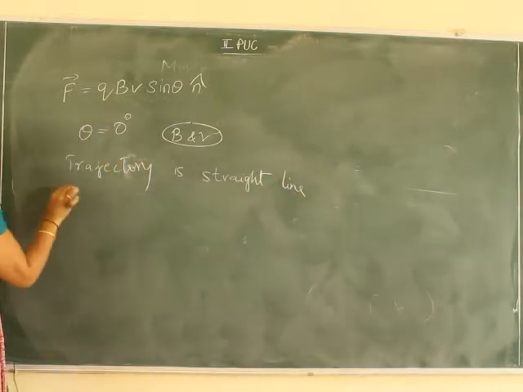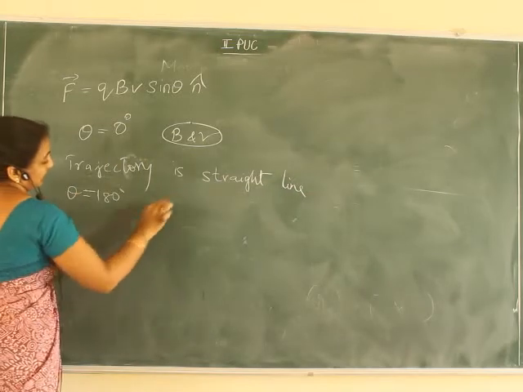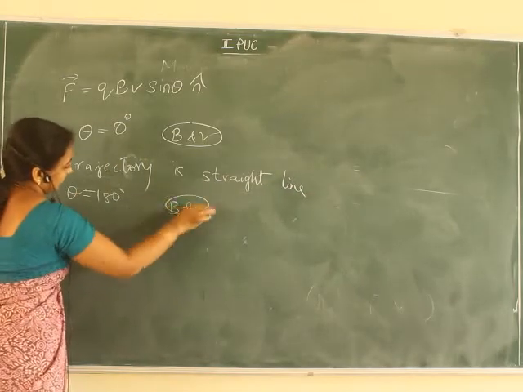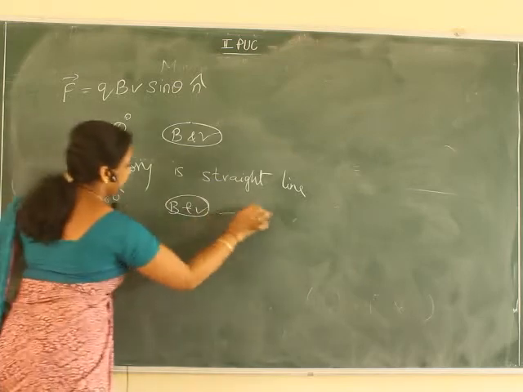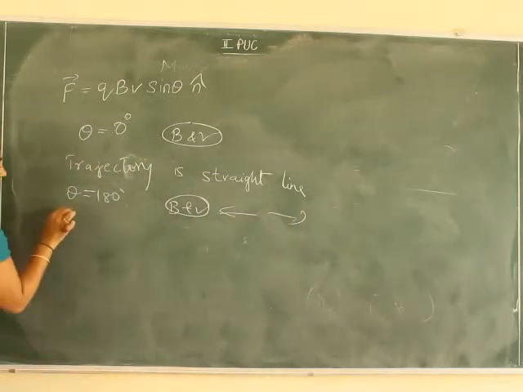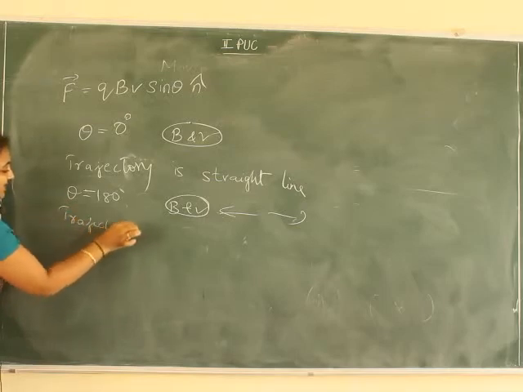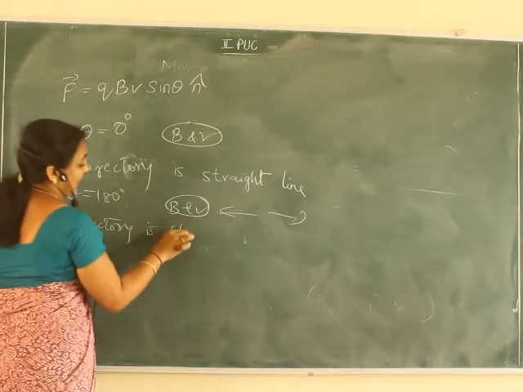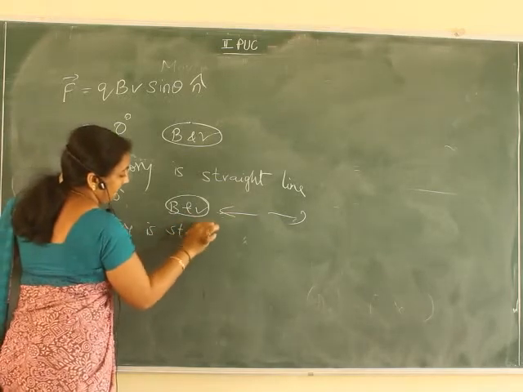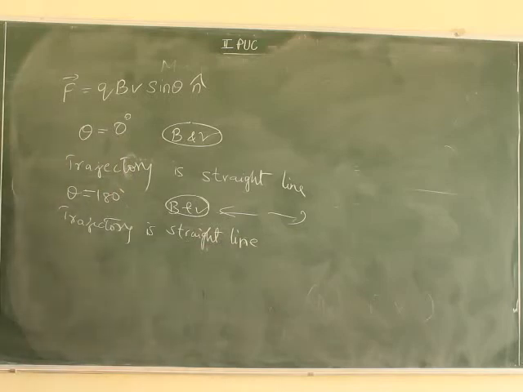Even if theta is equal to 180, it should move in a straight line, but in the opposite direction. That's all. Correct? So therefore, here also the trajectory or path is a straight line.